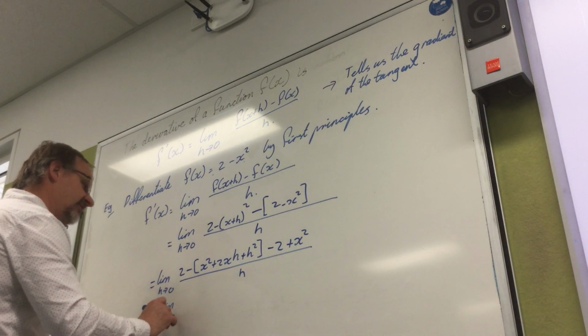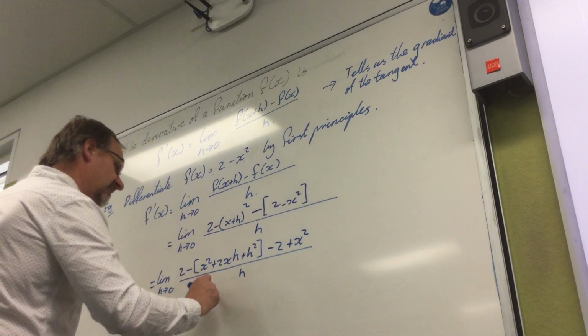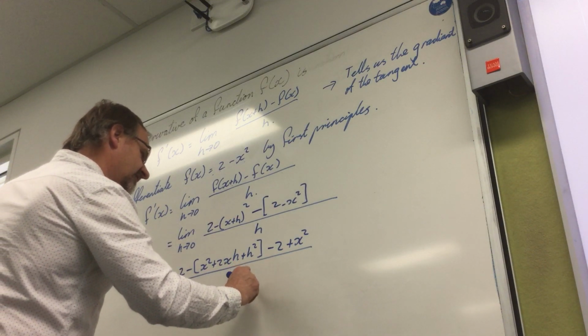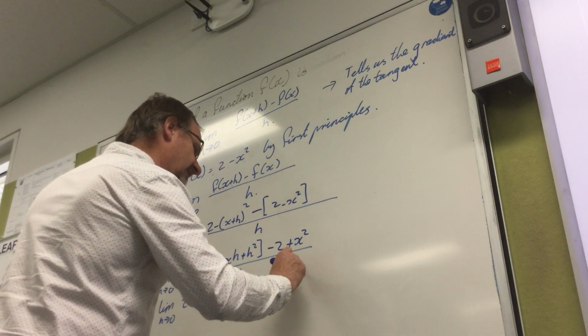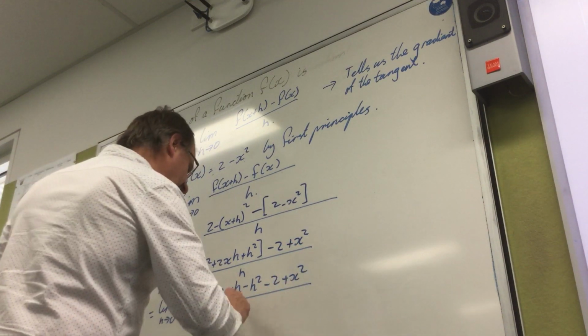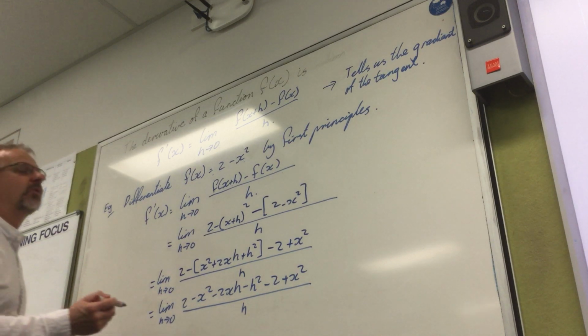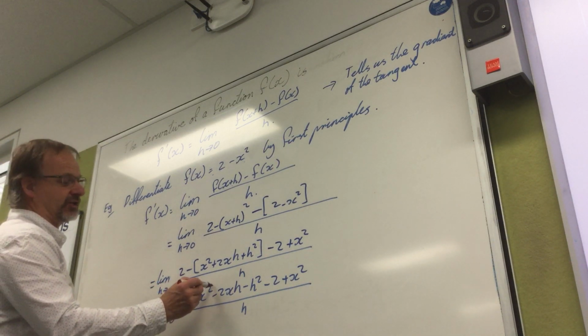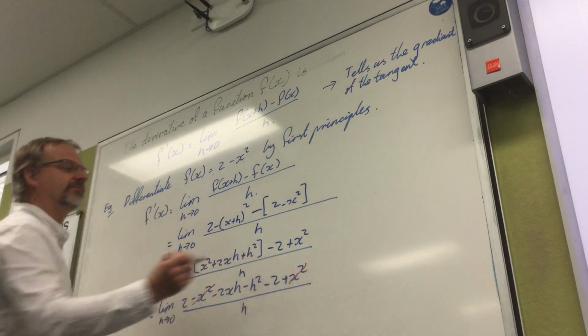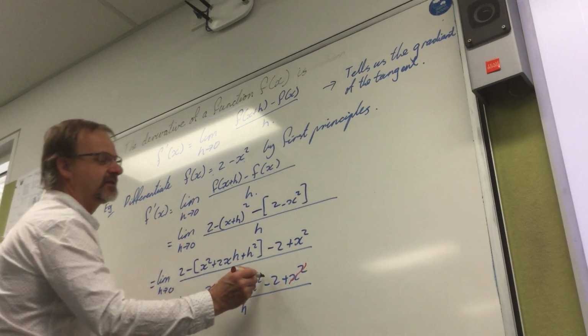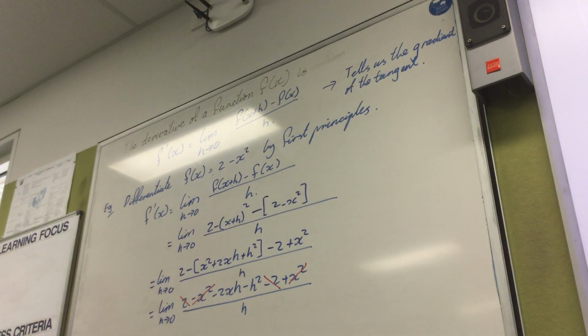Limit as h tends to 0, 2 minus x squared minus 2xh minus h squared minus 2 plus x squared, all over h. There should be some cancelling. There will always be some cancelling, and it will always be things without h, so that's going to cancel with that. This is going to cancel with this. That should always be the case. If it's not, you've made a mistake.